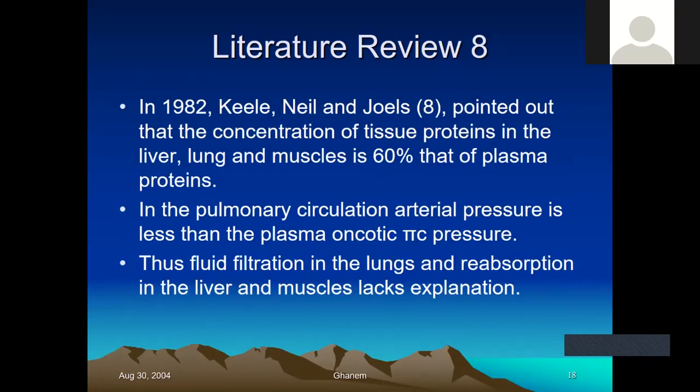In 1982, Keel, Neal, and Jolt pointed out that the concentration of tissue proteins in the liver, lung, and the muscles is 60% that of the plasma. In the pulmonary circulation, the arterial pressure is less than the oncotic pressure. Thus, fluid filtration in the lungs and reabsorption in the liver and the muscle lack explanation.